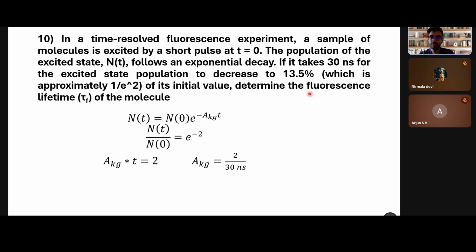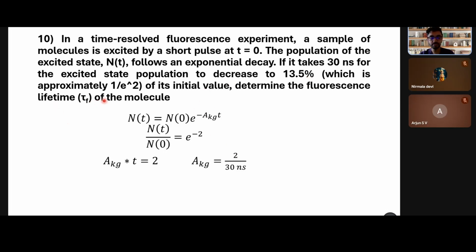So we know that a_kg, if you calculate both of them, you will find that minus a_kg into t is equal to minus 2. So a_kg into t will be 2. So you plug in the value of t here, which will be 30 nanoseconds. So you will get a_kg is equal to 2 by 30 nanoseconds.